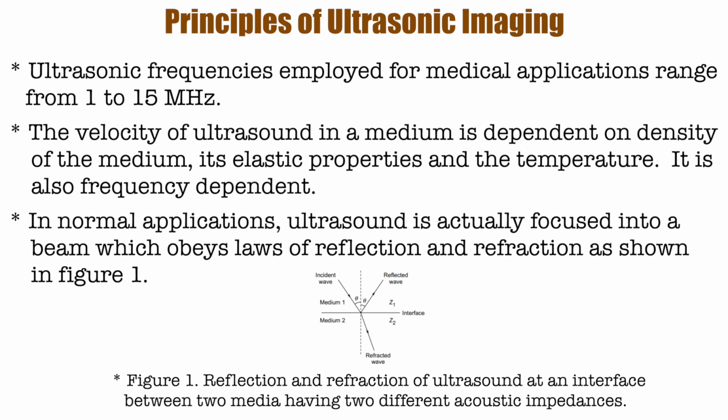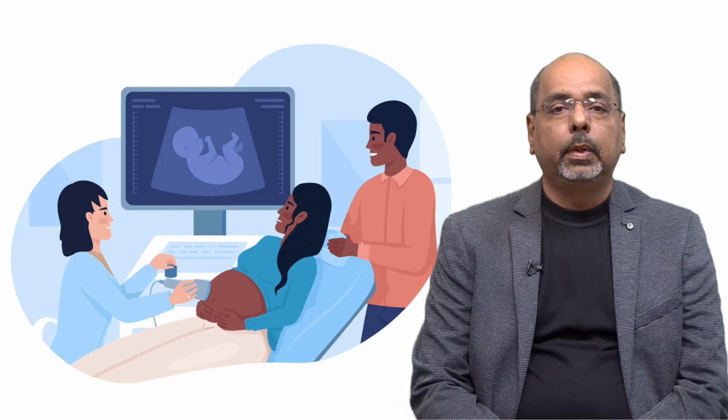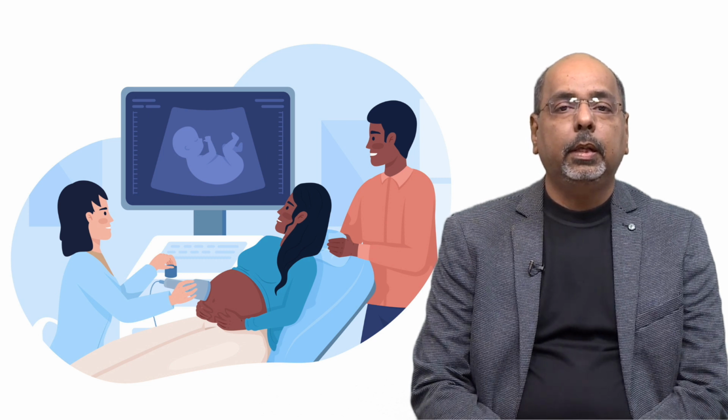In normal applications, ultrasound is actually focused into a beam which obeys laws of reflection and refraction, as shown in figure 1. It is the reflected beam which is of paramount importance in image formation in ultrasonic imaging. Now I am going to explain how ultrasound interacts with tissues of the body.